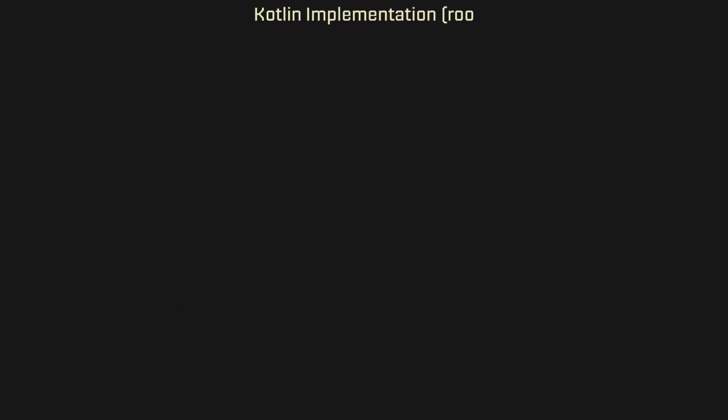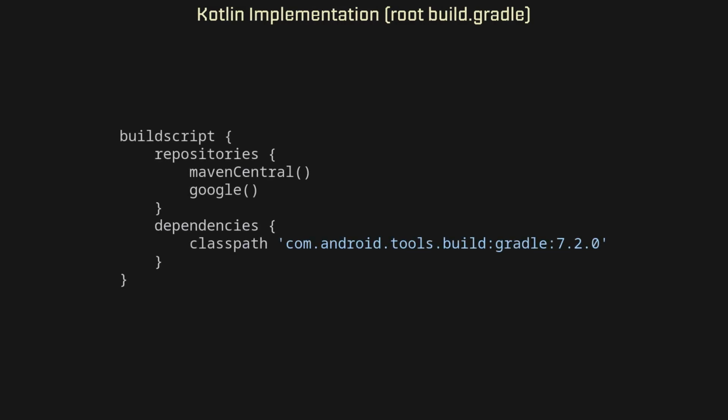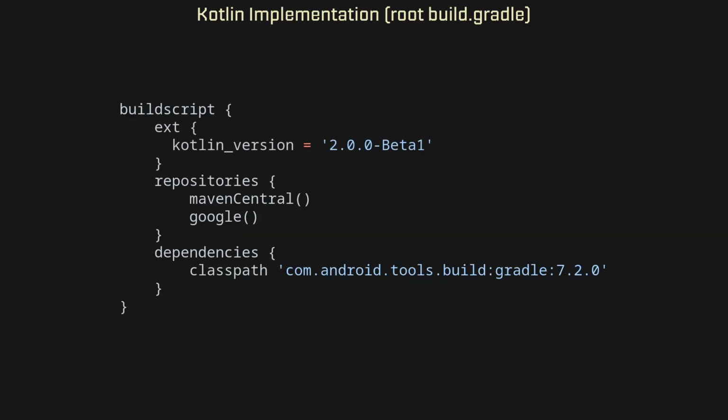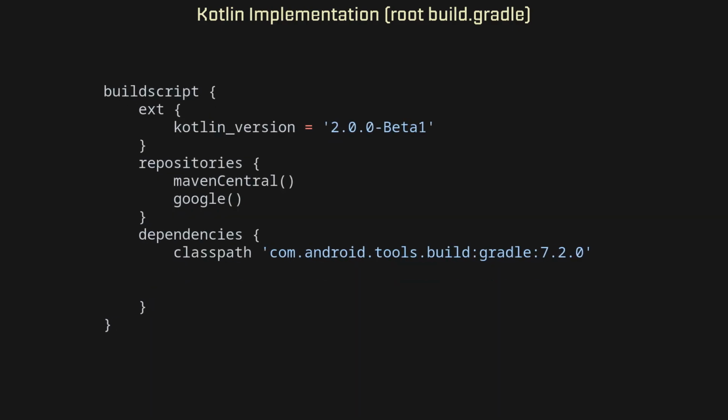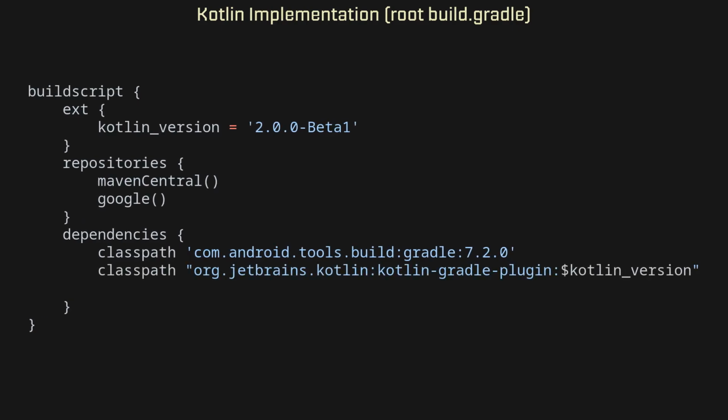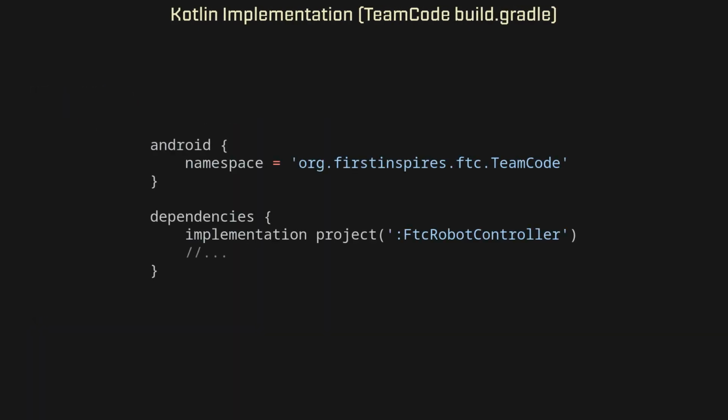First of all, we'll have to edit our root build.gradle file in order to add Kotlin as a dependency. Inside the build script, let's create a global variable in order to specify the version we are going to use. Then, let's add Kotlin as a dependency. Last but not least, we will have to mention inside our module that we are going to use Kotlin.